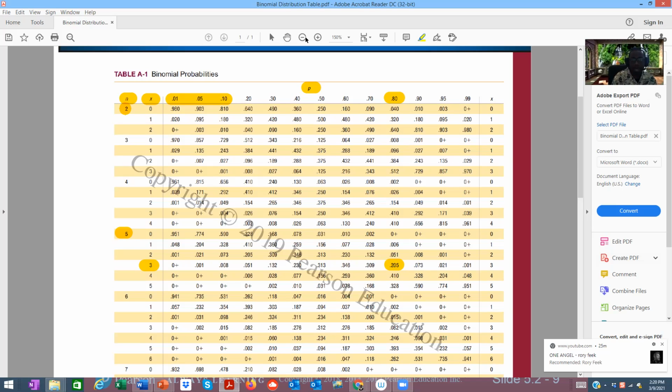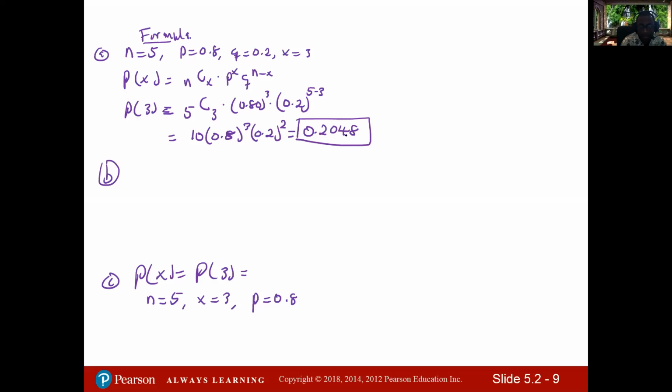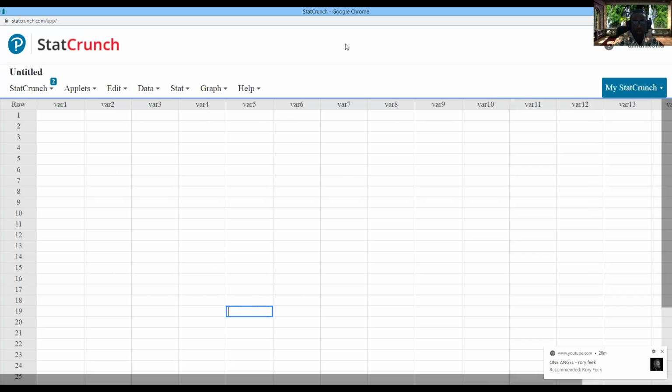And so if you remember, when we used the formula, we got 0.204. So if you round to 3 decimal places, we get the same answer. So using the table, this is 0.205, to 3 decimal places will be the same. Okay, so now let's go to how to use StatCrunch to do the same thing. How do we use StatCrunch to find this? All right, so I'm going to share my StatCrunch with you. All right, so that's StatCrunch.